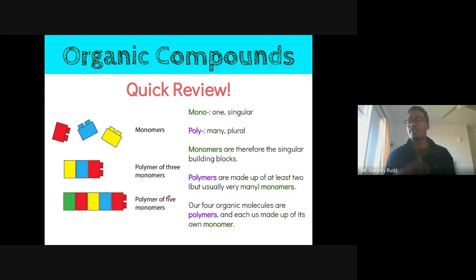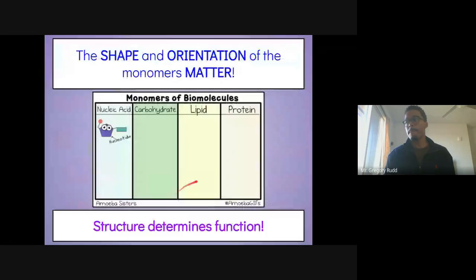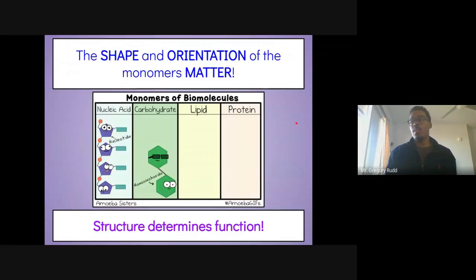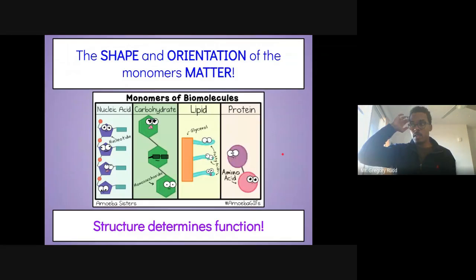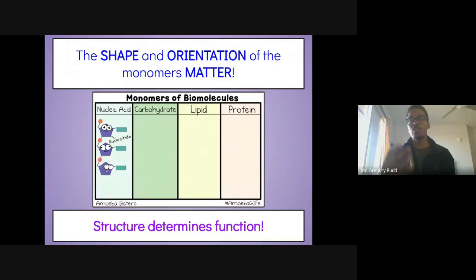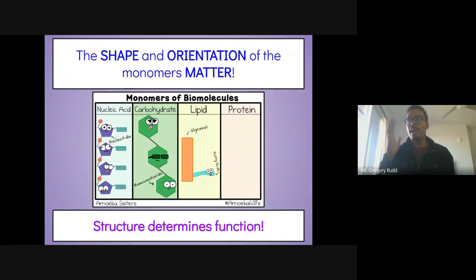And again, each of our four organic molecules are considered polymers, and they're each made up of their own specific monomer. Now, this is something that I do want you all to write down, which you see on the top and on the bottom. This is something we're going to continue to come back to. This is probably one of the most important central themes of biology. The shape and orientation of the monomers matters.